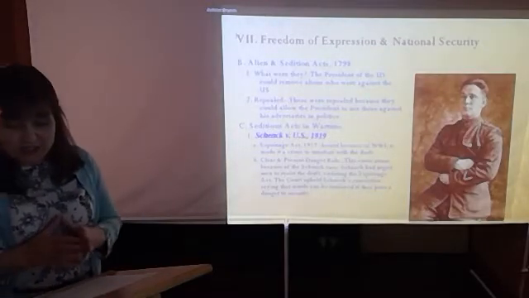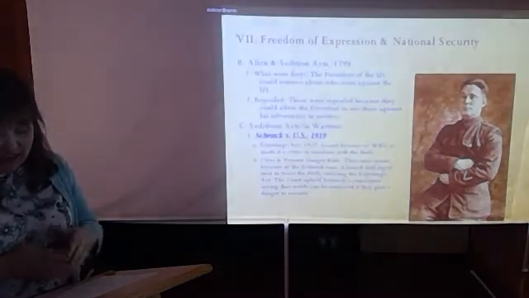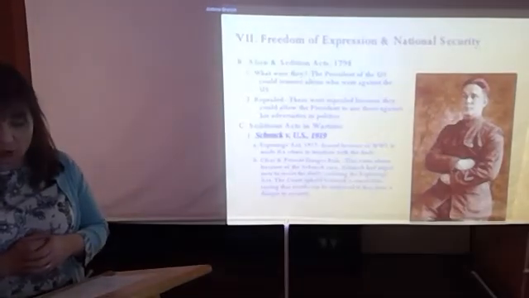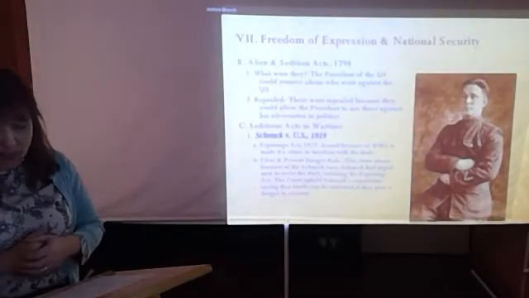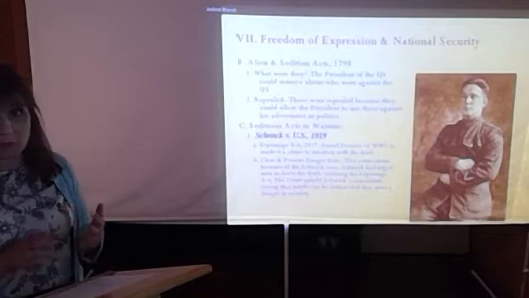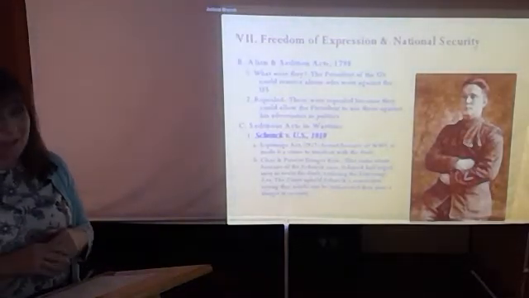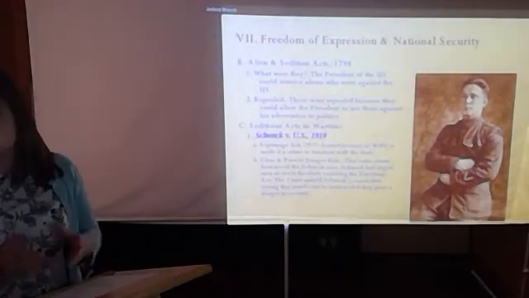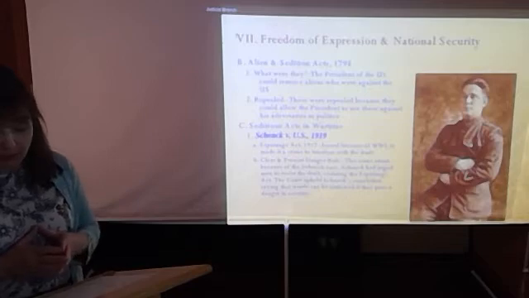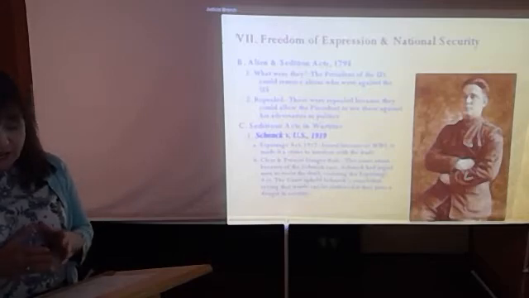We've had the Alien and Sedition Acts in 1798. John Adams put those forth. They were very unpopular. They were repealed, and they were probably unconstitutional because we weren't in war. It wasn't wartime. Seditious acts during wartime.